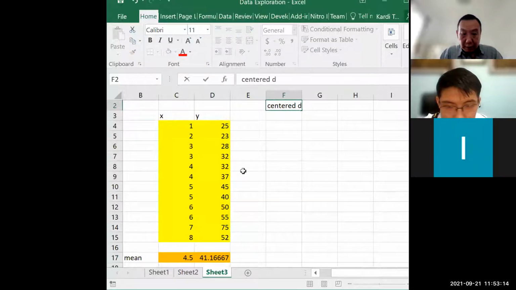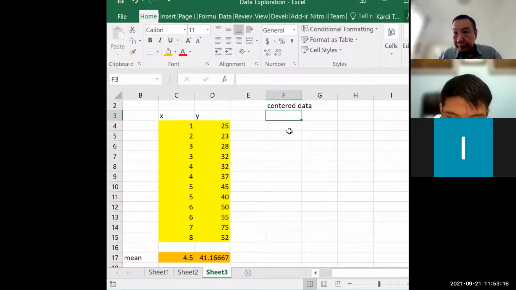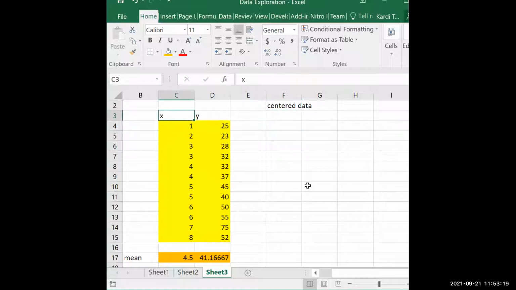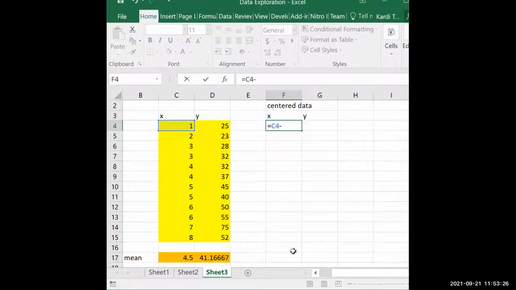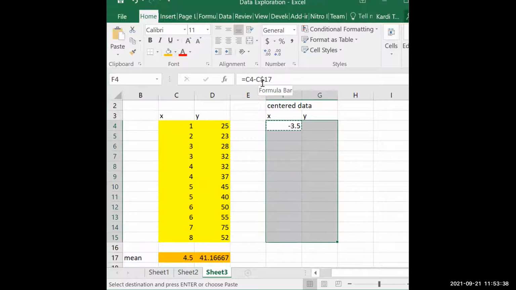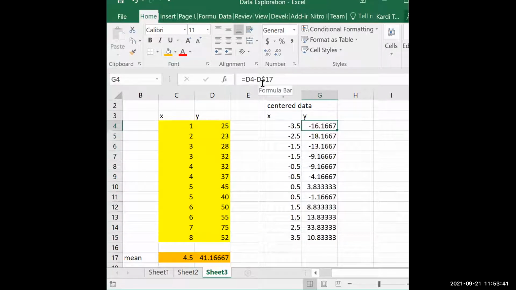Center. And I have X and Y. How do you get the center data? This data, you minus the mean. Because the mean does not change, I will put it this way. So I copy. Is that correct? So I got the center data here.